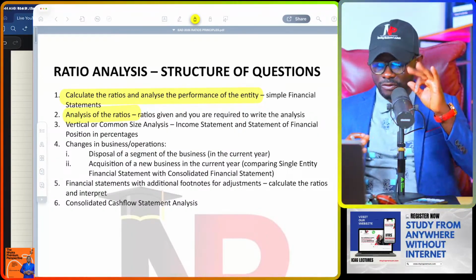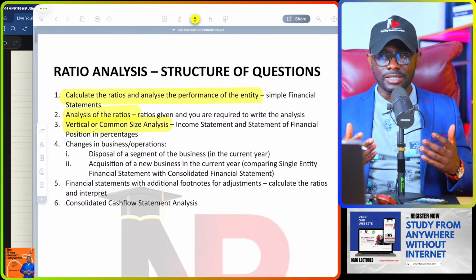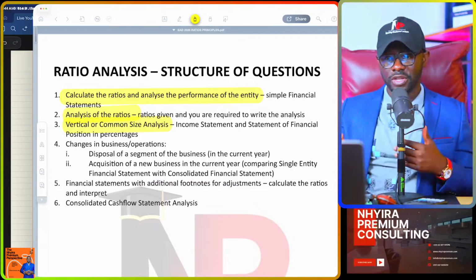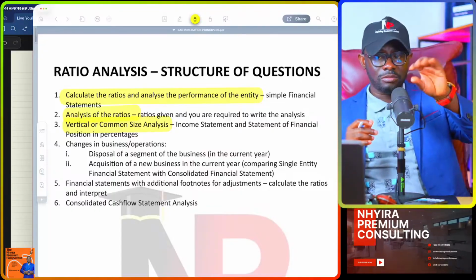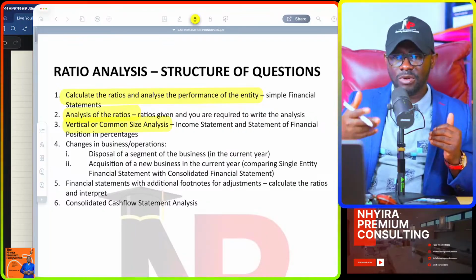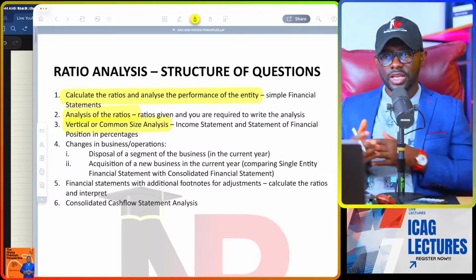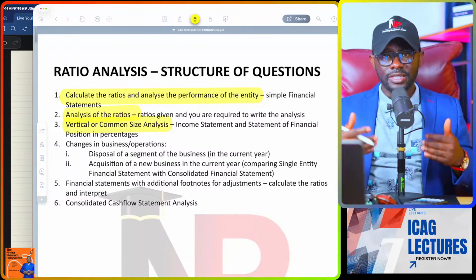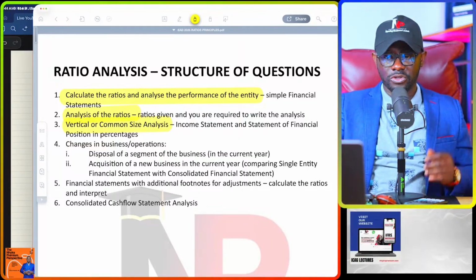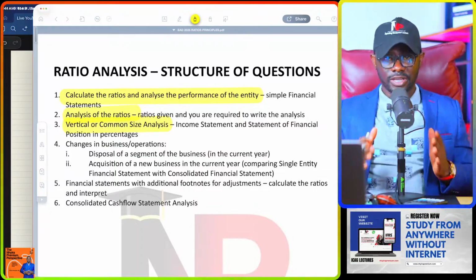The third styling of question is going to be what we call vertical or common size analysis. So each line item is going to be taken as a percentage of total revenue. So instead of you seeing the statement of financial performance, revenue, cost of sales, and seeing figures, this time around you are going to see percentages. In the statement of financial position, usually the total asset will be the base amount. And so each line item will be taken as a percentage of the total asset. That is the idea about vertical or common size analysis.